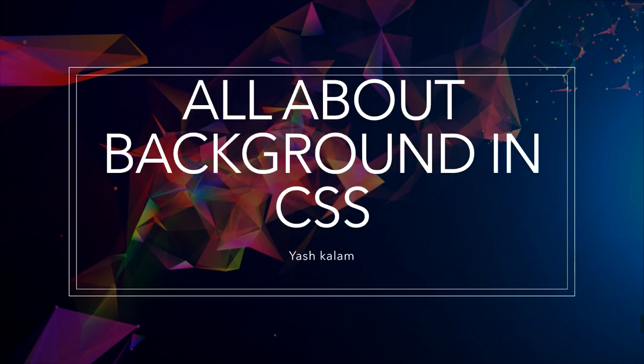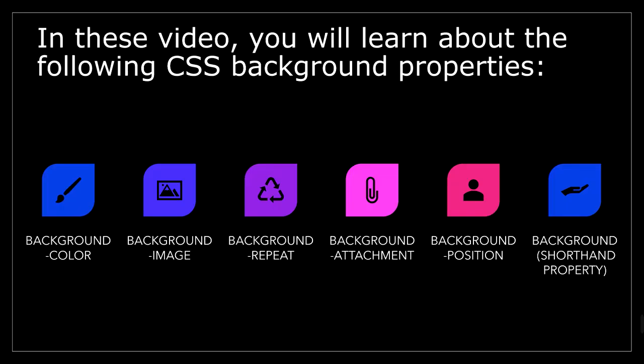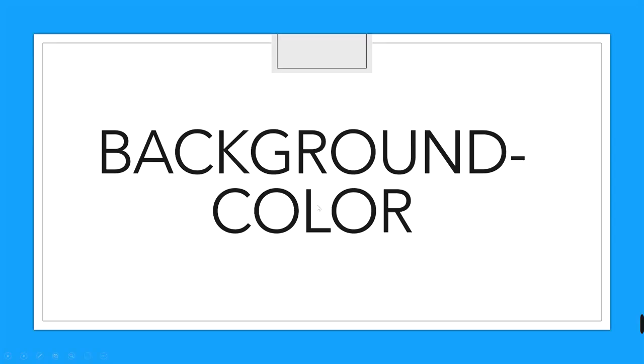In this tutorial we are going to see all about the backgrounds in CSS, like what exactly we can do with the use of background. So in this video we are going to learn about these following properties of background: how we can use background color, background image, then how we can repeat the background images, then background attachment, background position, and the background shorthand property. Okay, so let's see first the background color property.